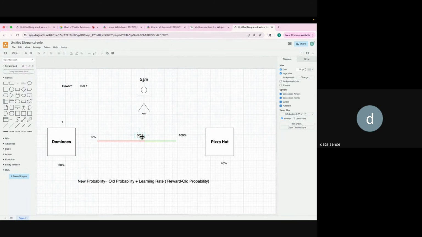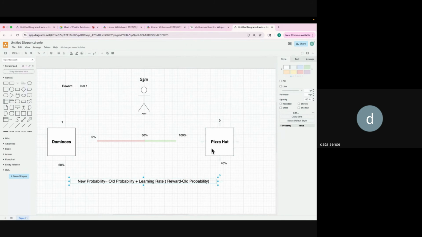Now he rolls the dice again, and now it comes to the green. Now he goes to Pizza Hut, and at Pizza Hut he gets a bad experience. For example, let's say the pizza was not good or the service was not good. He gave a thumbs down. It's very similar to what you do in ChatGPT: I prefer this response or that response, right? You give 1 to one and 0 to the other. Something like that is happening here.